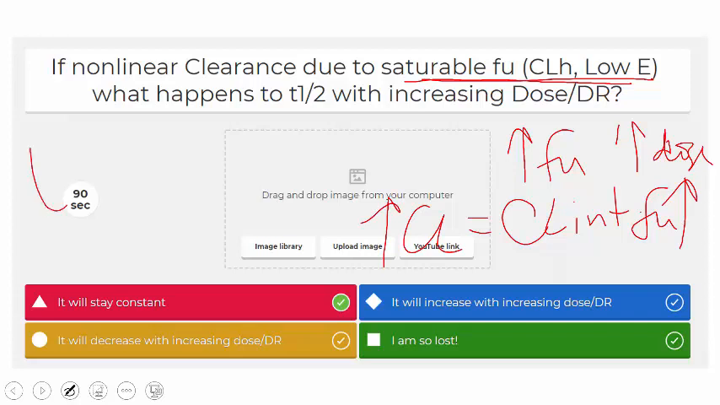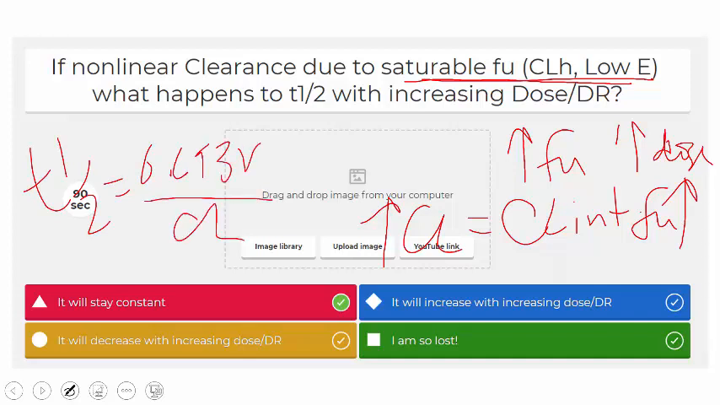So what's going to happen to our half-life? 0.693 volume over clearance. As our clearance increases, what's going to happen to our half-life? It's going to decrease. So no, it is not going to stay constant. No, it is not going to increase. It's going to decrease. Oh wait, I am wrong here.